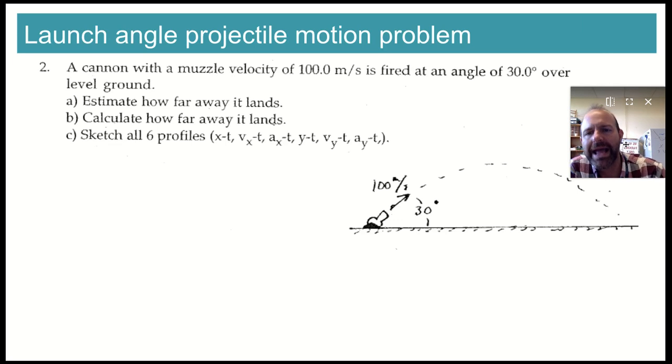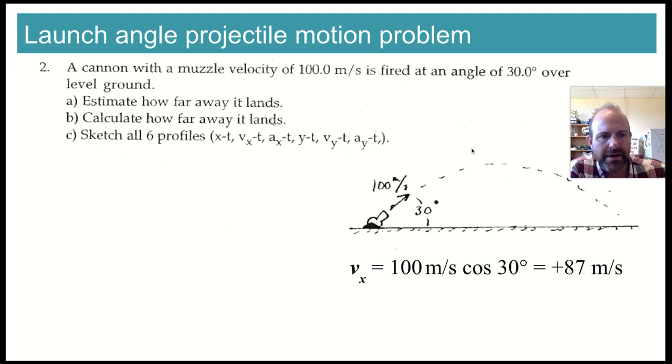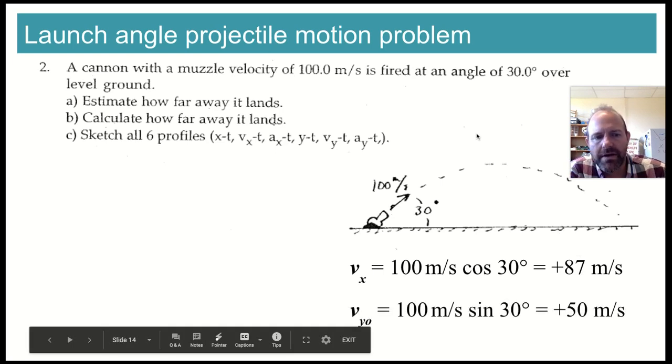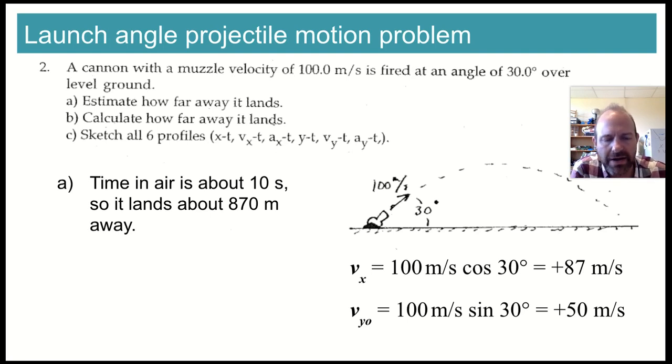Well, first off, we could do a quick estimate. This is a 30, 60, 90 triangle, which means the vertical component of the velocity, or the y component, initially is going to be about 50 meters per second. That means it'll take 5 seconds to go up and 5 seconds to come down, about 10 seconds. And then 10 seconds times about 80 meters per second horizontally will give us about 800 meters or something like that, 870, right? Once we find those components. So we can guess that it'll be somewhere between 800 and 900 meters where it lands.